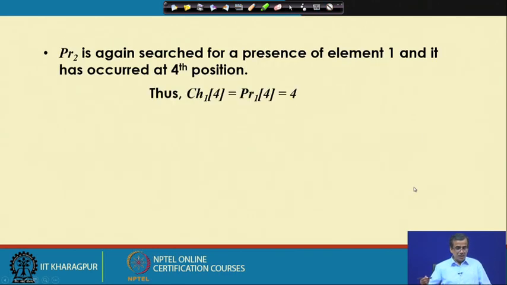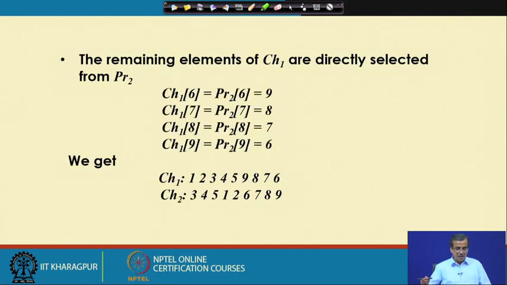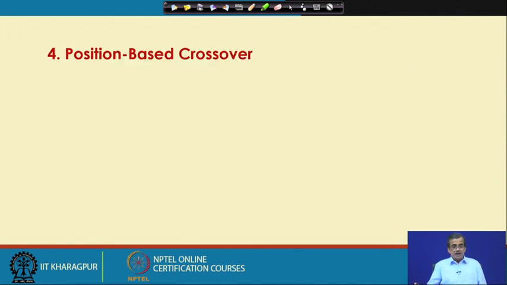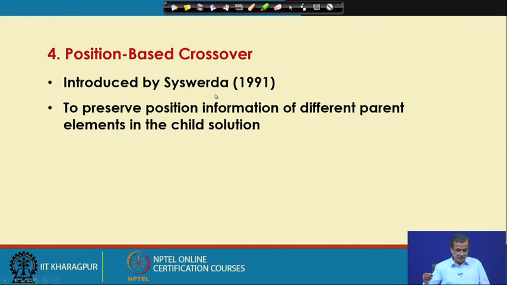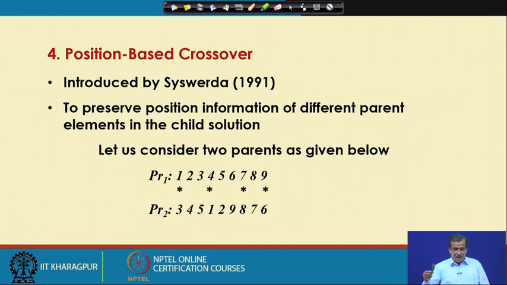Now, I am just going to start with another crossover operator, that is called the position based crossover. This particular concept was proposed in the year 1991 by Syswerda. Here the principle is something like this. We select a few positions using the random number generator at random.